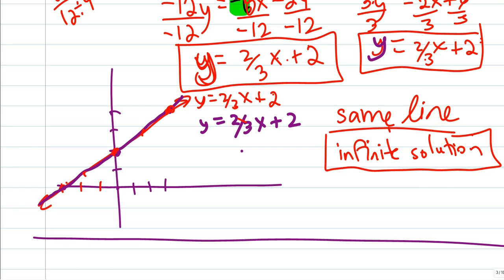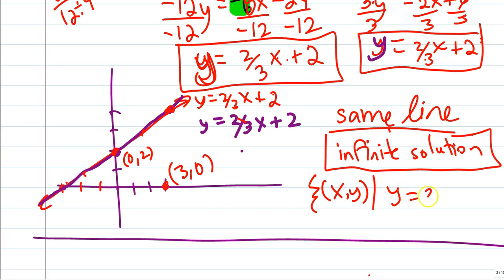What will the homework do? Well, this. It's not that they have every point in common, because right here's a point, 3, 0. They don't have 3, 0 in common. They do have 0, 2 in common. So what we do is we say any point they have in common. How do we write that? We would say that the solution is any point x, y, such that, or given that, or if we know that it falls along the line y equals 2/3 x plus 2. Any point, given that it falls on that line, will be a solution.